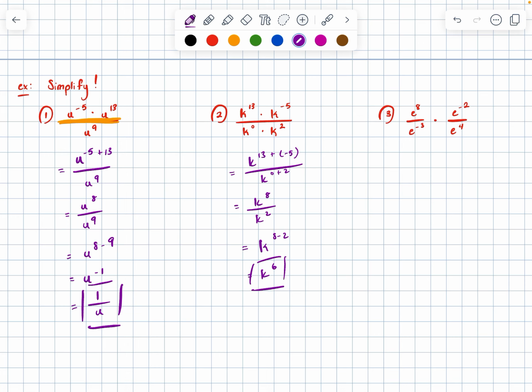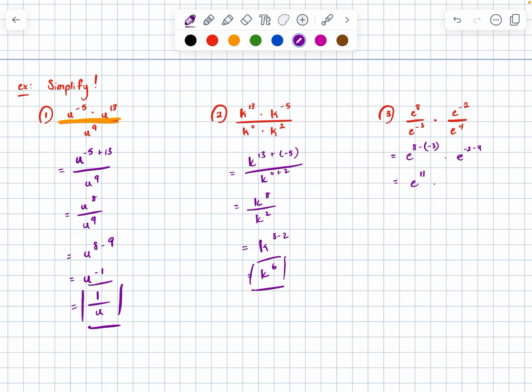And finally, I've got e to the 8th over e to the negative 3rd. Well, that I can simplify. When I divide two things with the same base, we know that their exponents subtract. So this becomes e to the power of 8 minus negative 3 times e to the power of negative 2 minus 4, right? I do division, I subtract my exponents. From here, I have e to the power of 8 minus negative 3. Minus negative really means plus, so this is 8 plus 3, which is 11.